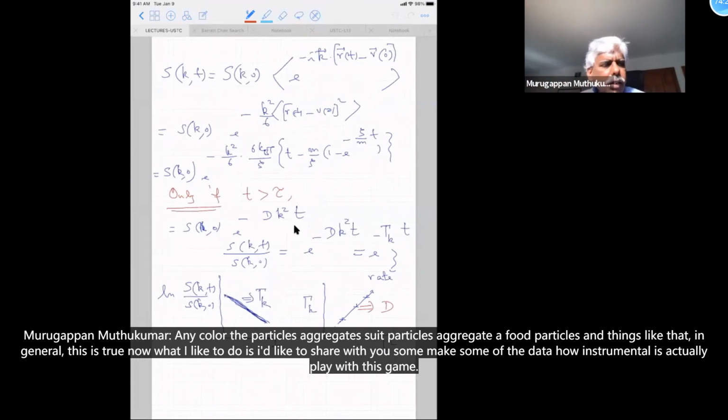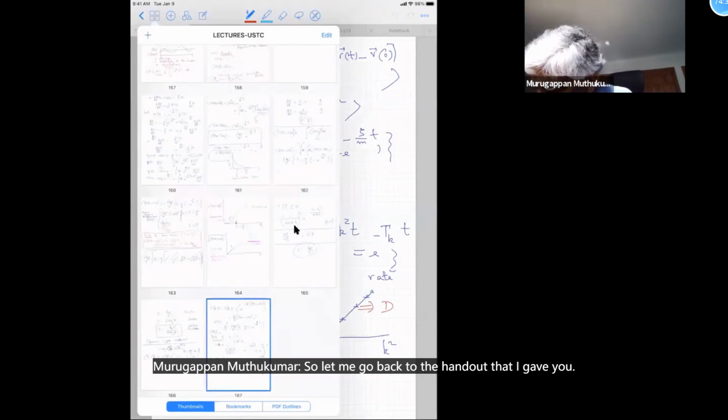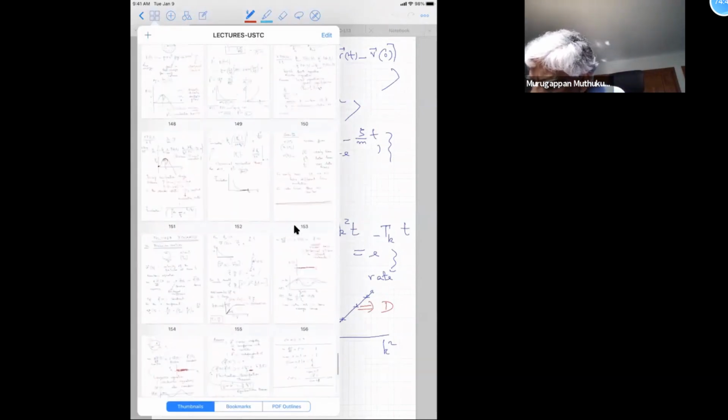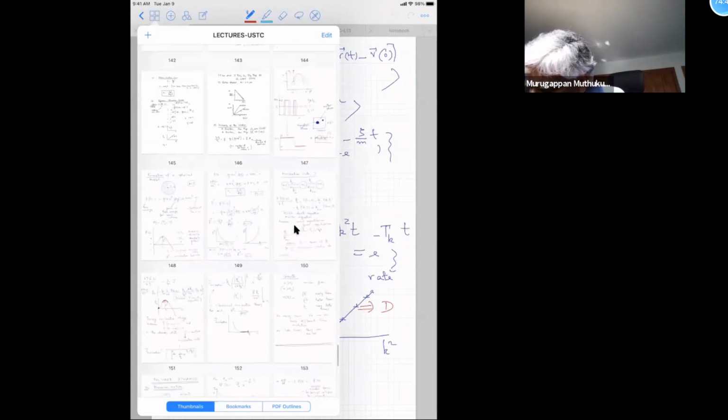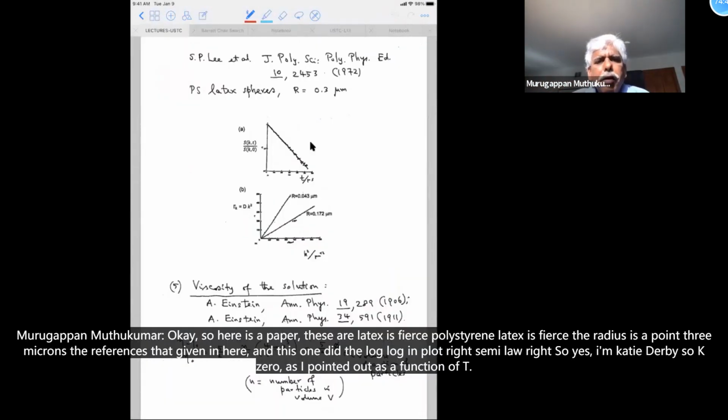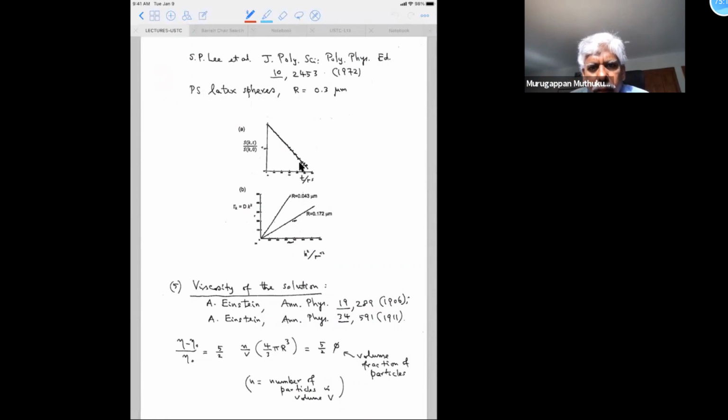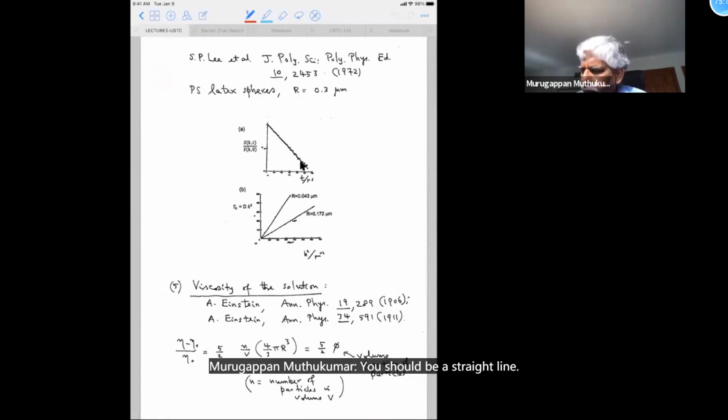Now, what I'd like to do is share with you some experimental data of how experimentalists actually play this game. So let me go back to the handout that I gave you. Okay, so here is a paper. These are latex spheres, polystyrene latex spheres. The radius is 0.3 micron. The references are given in here. And this is a logarithmic plot, semi-log, so S of k,t divided by S of k,0, as I pointed out, as a function of t, should be a straight line.